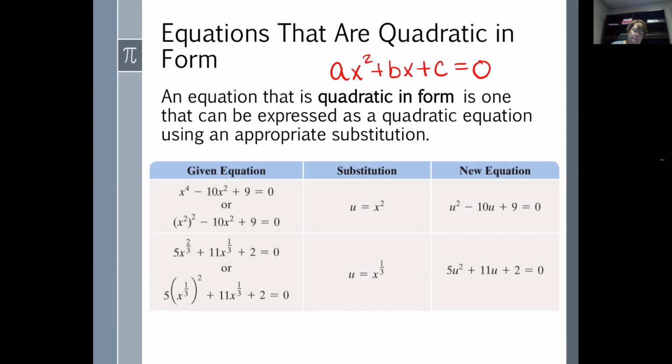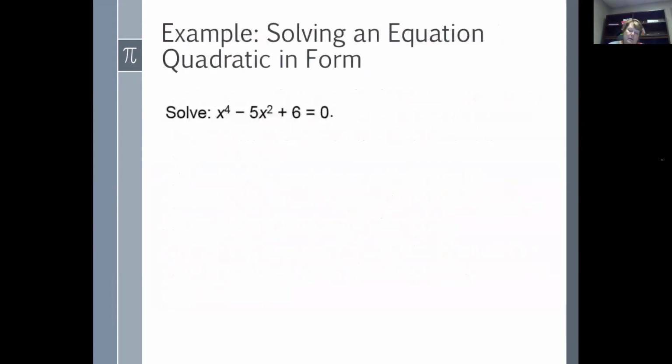All right, let's look at an example. This is an equation that's quadratic in form because the first variable, its exponent, is 4. The second variable, the second term, the x squared, its exponent's 2. 4 is 2 times 2. So this is quadratic in form. If the exponent in the first term is twice the exponent in the second term, it is quadratic in form. So what we do is we make the substitution. We let u equal our second variable, our x squared.